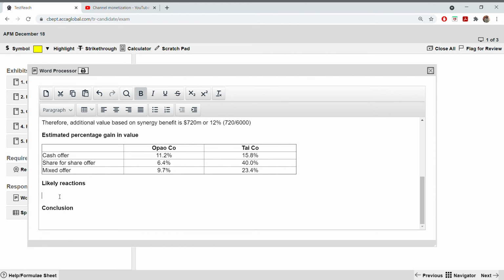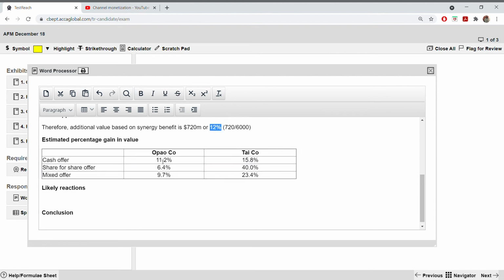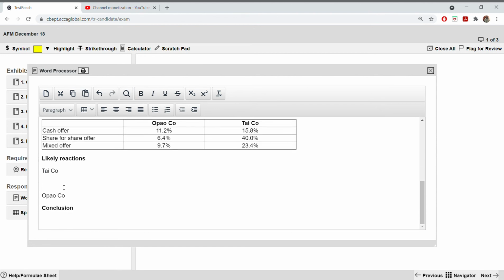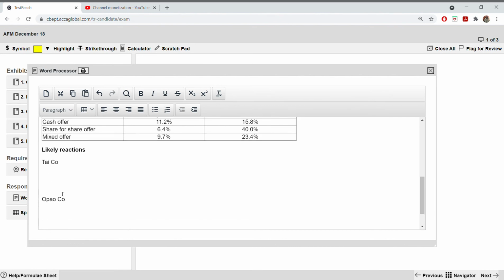In the second paragraph, you can write, in each case, they get less than the additional value created of 12%. Just compare this. Less than 12%. Just compare all these three. It is less than this 12%. So this could be for the Thai company, Oppo company. I'm just showing you the answer. It's not in bold. So this could be in paragraph. Leave one line and then you write about Oppo. Just say 3-4 lines and 3-4 lines and then conclusion.